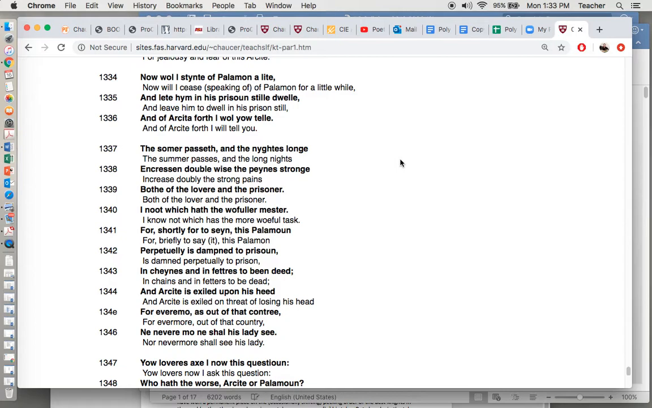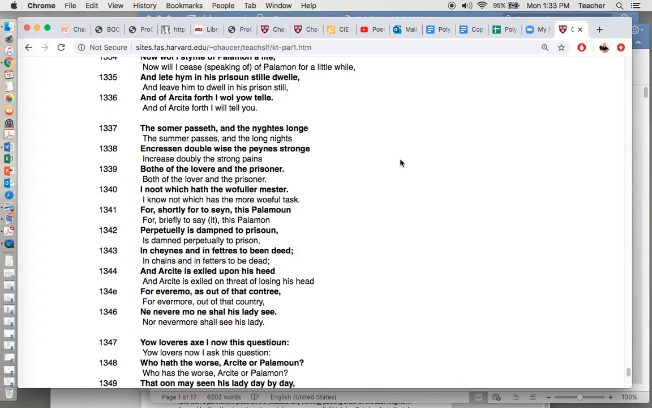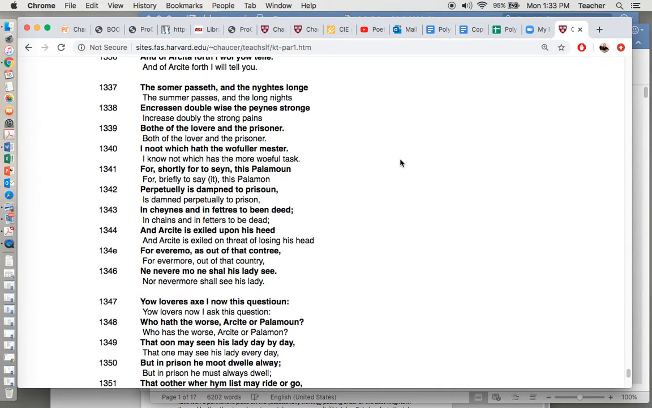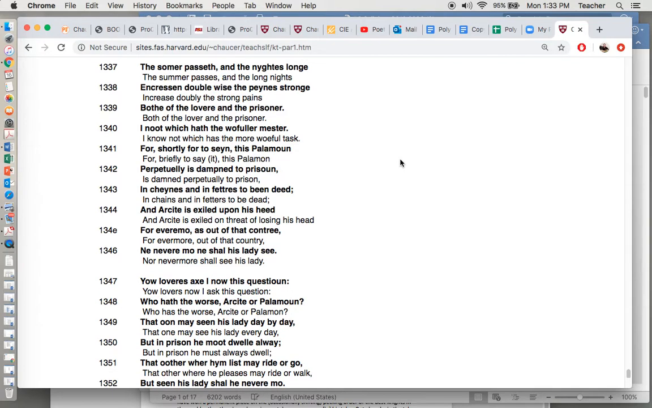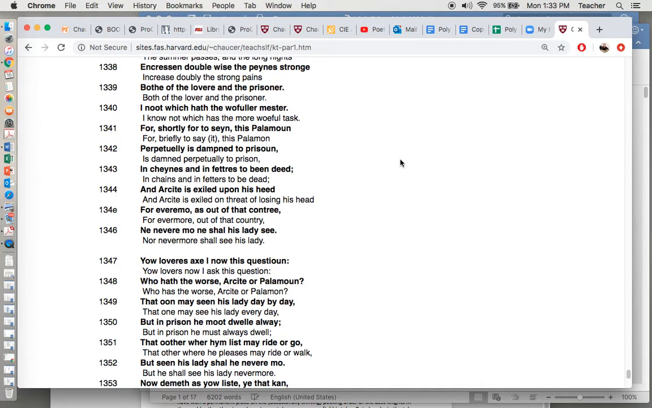The ruler stint of Palamon and Arcita, and laid him in his prison still a dweller, and of Arcita forth will I tell her. That summer passeth, and the night is long, increaseth double which the pain is strong, both of the lover and the prisoner. In note which hath the woeful master, for shortly for to say, this Palamon perpetually is damped in prison, in chains and in fetters to be dead.